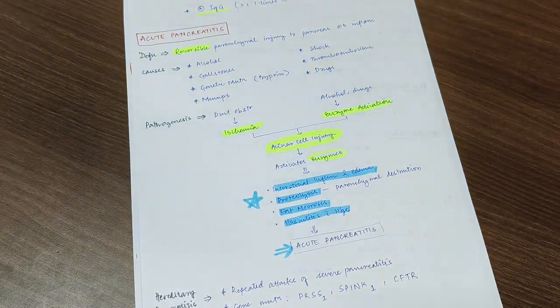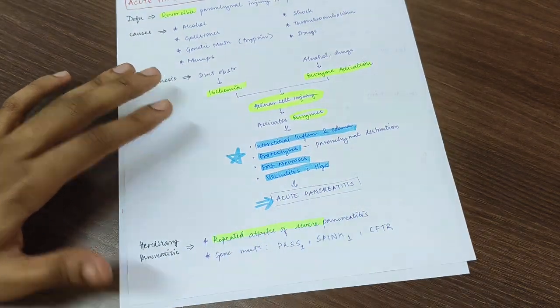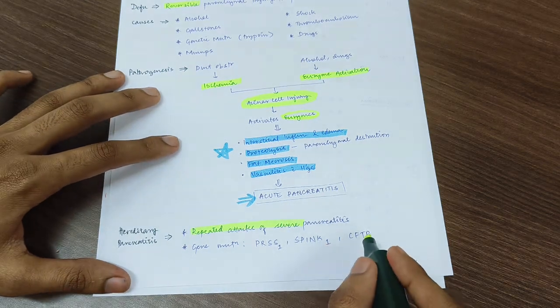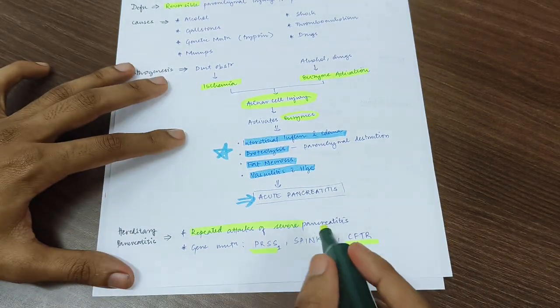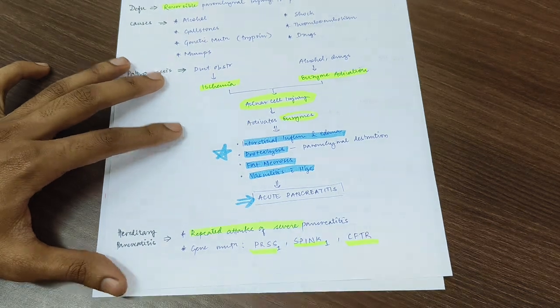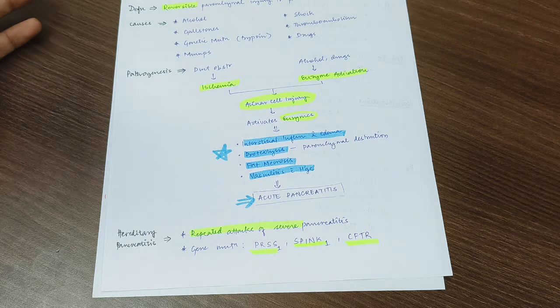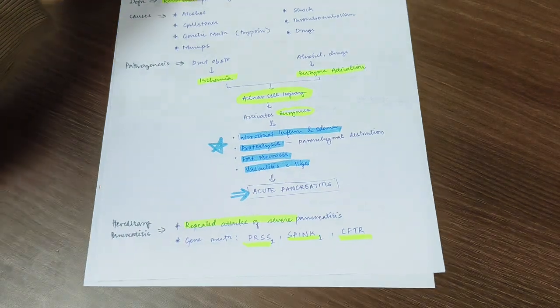Hereditary pancreatitis, what is it? Repeated attacks of severe pancreatitis. It is hereditary. Because of what mutations? You're going to remember CFTR mutation and PRSS1 mutation, and SPINK mutation. Whichever is easy, you can remember. CFTR mutation, you remember, right? It happens in the cystic fibrosis transmembrane regulator, that is the CFTR. So it is easy to remember: SPINK mutation, CFTR mutation in case of hereditary pancreatitis.